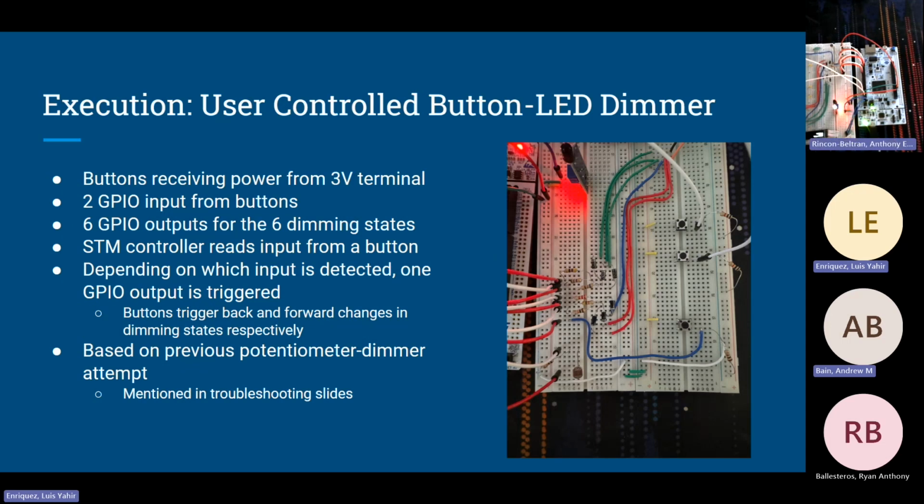Based on what I said earlier, the button sort of became what the potentiometer was supposed to be. Ultimately, the purpose is to provide a demonstration of the dimming function and provide manual control over the dimming rather than a sensor controlled aspect.